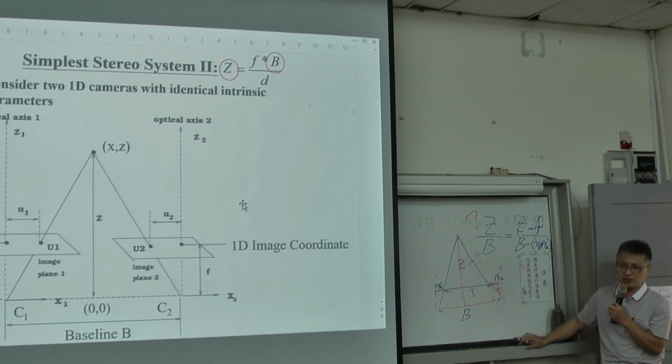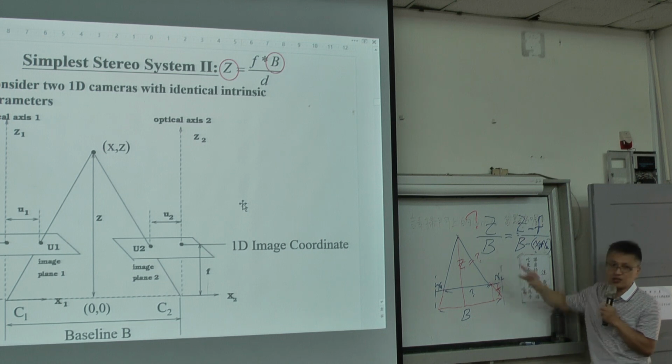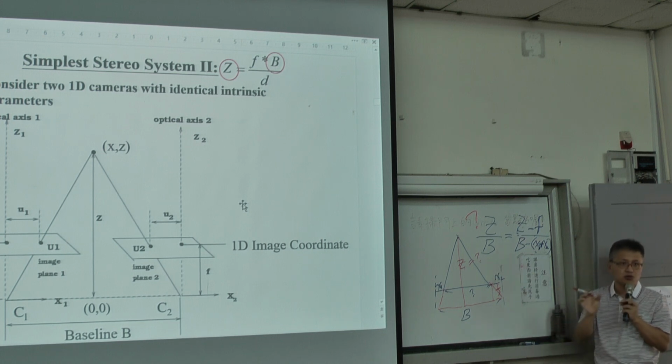You don't know z, 你要求 z. In stereo you don't know z. You want to find depth z. And the baseline is what you design. The two cameras, you design the distance between them. So sometimes it's either 3 centimeters or 5 centimeters.